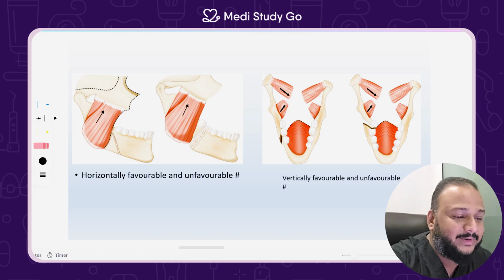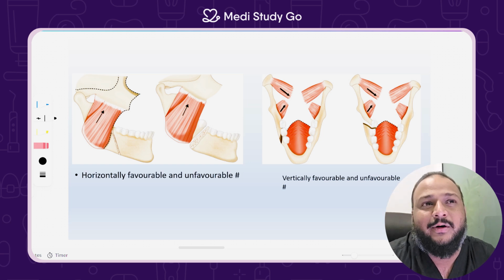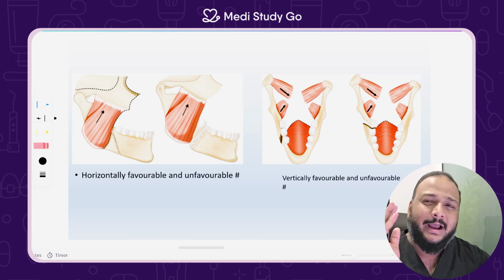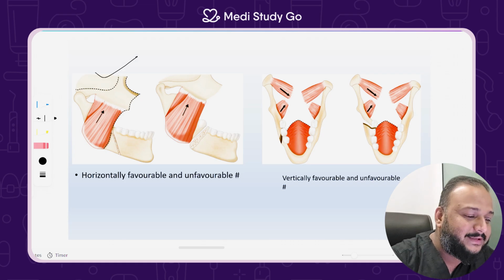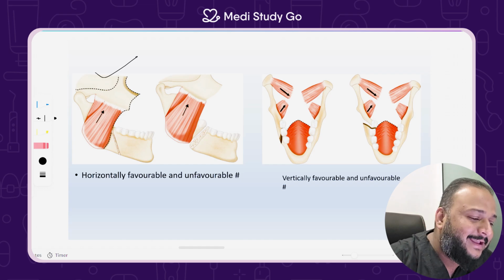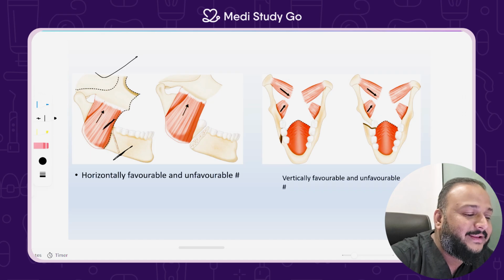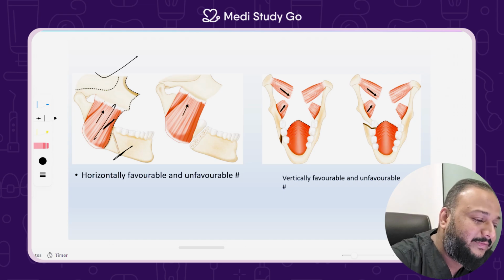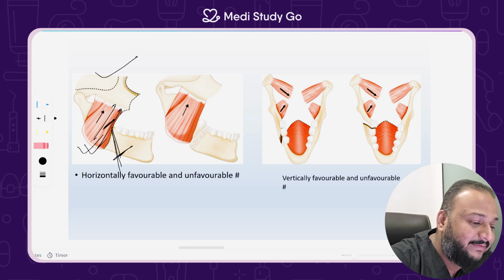So I want you guys to look at this particular diagram. It has been an eternal confusion, right? When do we call it horizontally favorable? When do we call it vertically favorable? I'll give you a simple viewpoint. You look at the diagram. Over here, when you see this diagram, you're looking at the mandible from a horizontal perspective. And if the fracture line traverses postero-superiorly to antero-inferiorly, it means the pull of the muscle will get blocked by the fracture line, and that is why this is called a horizontally favorable fracture.